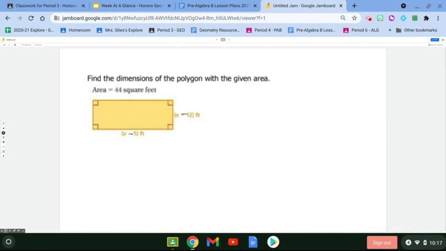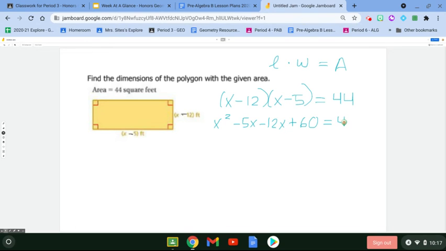So again, we know the area of a rectangle is length times width, so we're going to do x minus 12 times x minus 5, and we know the area is 44. So again, length times width equals area. That's where that's coming from. In order to start solving for x, you need to FOIL this out. So x squared, negative 5x, the inners would be negative 12x, and the last would be positive 60. That's still equal to 44.